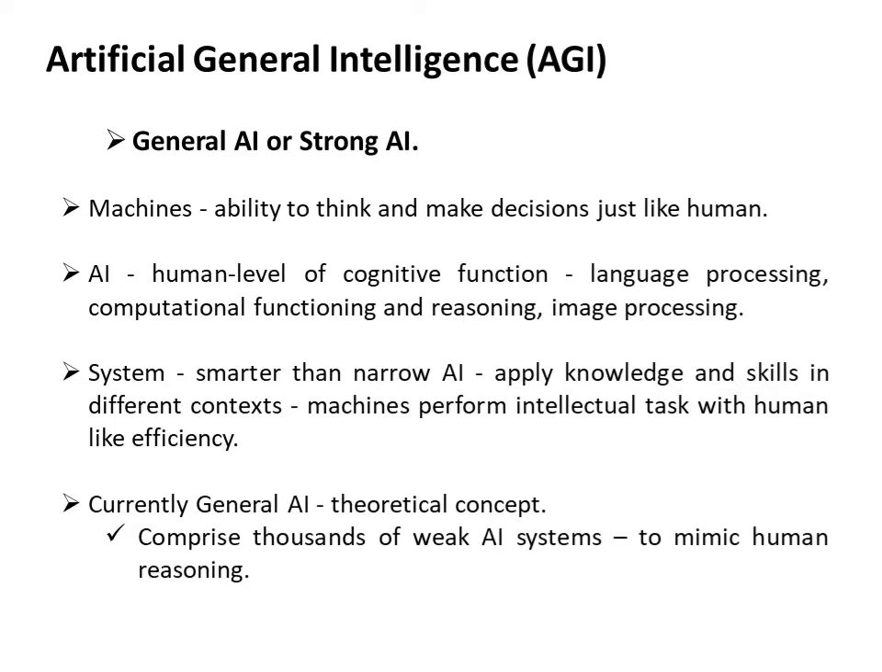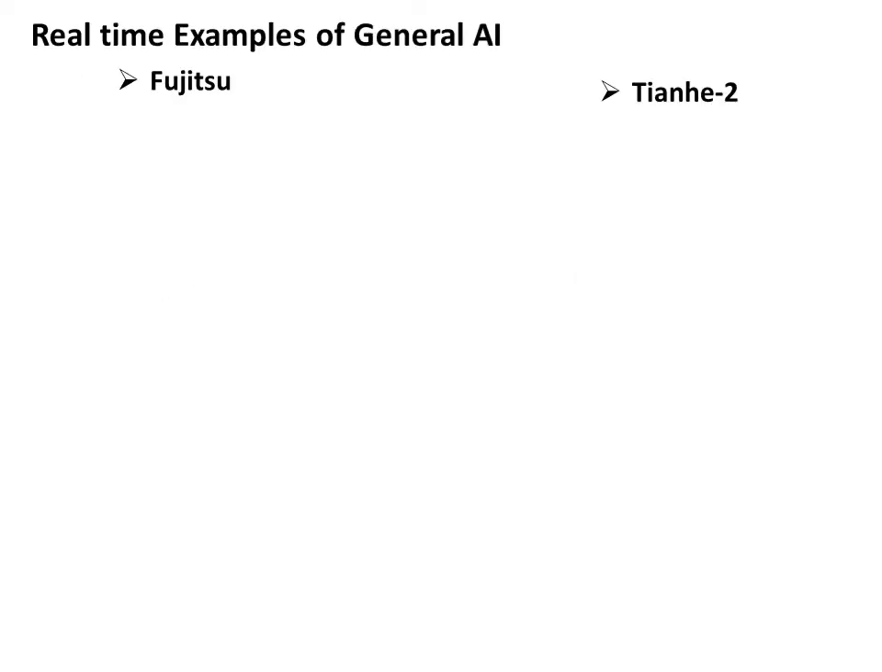Currently, there is no such system which comes under general AI and executes tasks as perfectly as a human. So, general AI is still a theoretical concept. We are still a long way away from building an artificial general intelligence system. Practically speaking, strong AI systems need to comprise thousands of weak AI systems working in tandem and communicating with each other to mimic human reasoning.